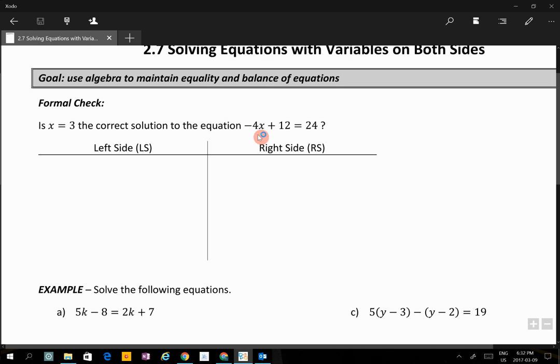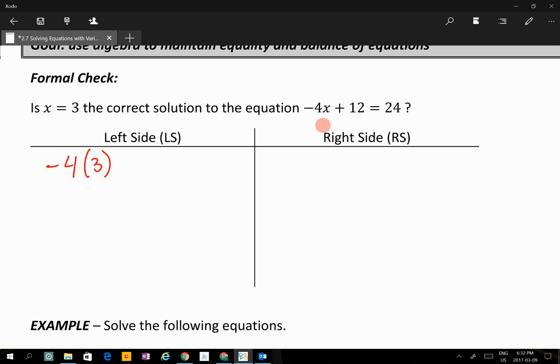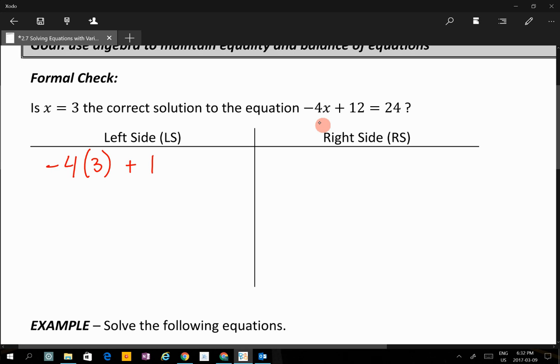Okay, the way you check is by replacing x with 3 on the left side of the equation and checking to see if it equals the right side of the equation. So if I do that here, I'm going to say negative 4 times my x, which is 3. So I'm going to replace x with 3, and I put that in brackets. Every time I replace a variable, I put it in brackets. And then I put plus 12. Okay, so negative 4 times 3 plus 12.